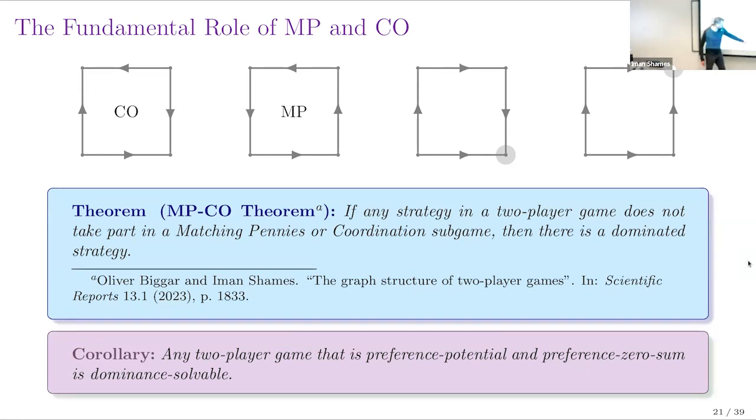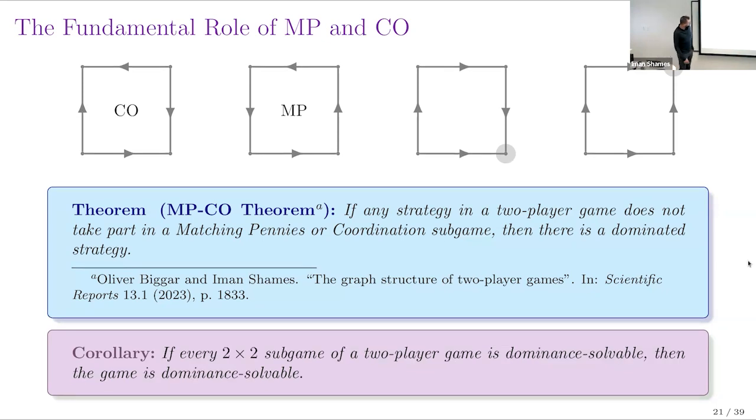Any 2-player game that is preference potential and preference zero-sum is dominance solvable. This is the notion of getting rid of all the profiles that have a strategy that is dominated by another strategy. It shrinks the space. There's another corollary. It says if every 2x2 subgame of a 2-player game is dominance solvable, then the game is dominance solvable. So really, this is the key role that these 2 graphs play in characterizing an overall game.